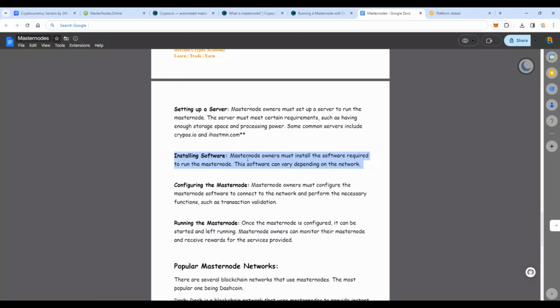So you need to install a software. That is, if you're running your full node, you have your own computer, you install the software that is required, you get a server that you're going to be paying for, you install the software that is required for you to run the node, and you're good to go. And of course, the server is going to be charging you a monthly fee.